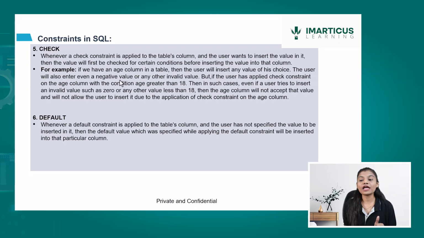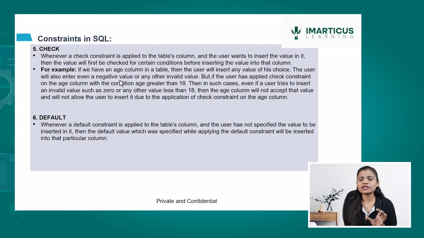For example, if we have an age column in a table, the user will insert any value of his or her choice, as we saw earlier when the data was being inserted. -4 as an age was inserted, 0 sometimes could be inserted, because we just gave the data type as integer. Now an integer could be minus of any number to plus of any number.